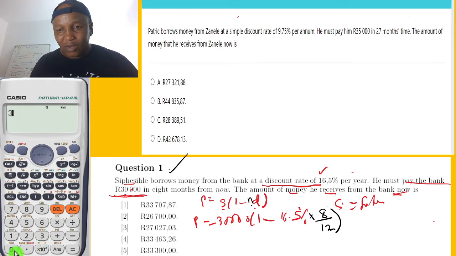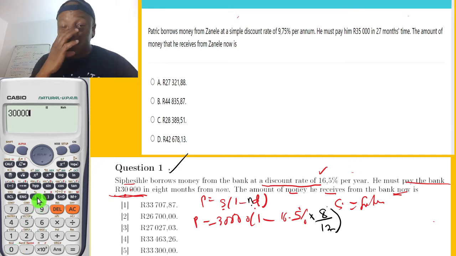Okay, 1, 2, 3, 4. My calculator sometimes can be a little silly. Take a second. Come on, pop. Oh man, okay. 3, 4. One more zero. Okay, yes.